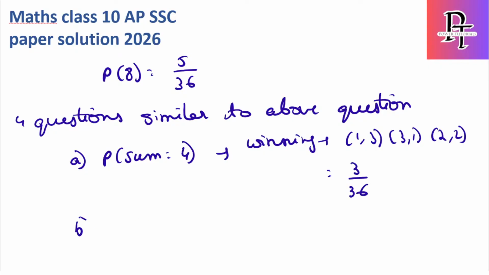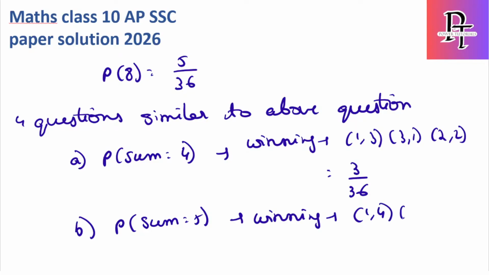Similarly, P of sum is equal to 5 also I can take. So here the winning cases for 5 it will be 1 comma 4, 4 comma 1, 2 comma 3, 3 comma 2. So only 4 winning cases. So the answer is 4 by 36. They're asking 4 cases, so 2 are done. Let's get the other 2 as well.